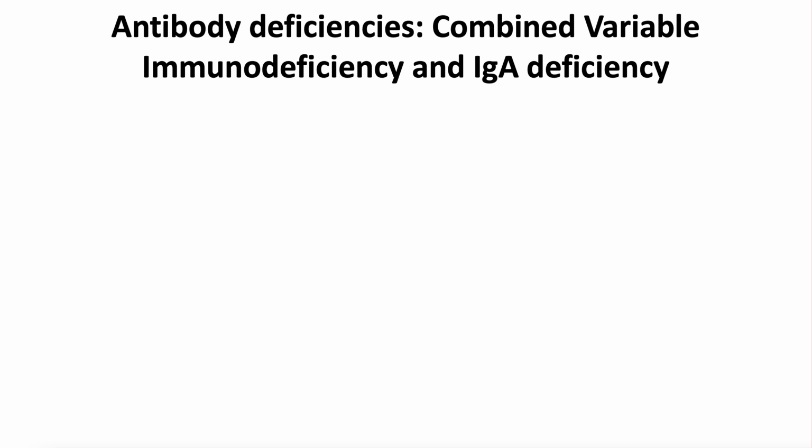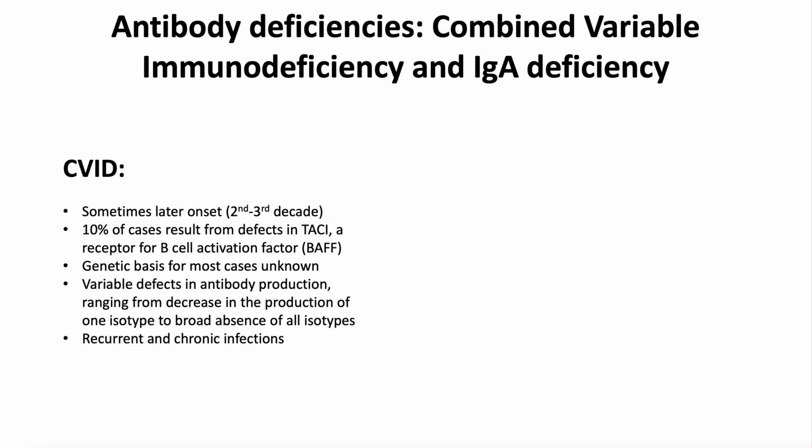Okay. There are a number of other antibody deficiencies. I'm only going to mention two briefly because you will have heard some about these in Dr. Kobernick's lecture. One of these is common variable immunodeficiency. This is a deficiency that can sometimes onset later in life, the second or third decade. 10% of CVID cases result from defects in a receptor called TACI. This is a receptor for the cytokine B cell activation factor. But the fact is that in the vast majority of cases, there's no known genetic basis.